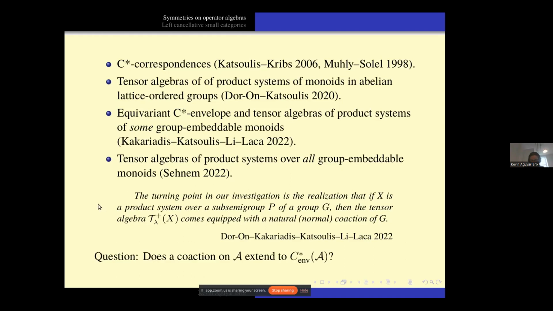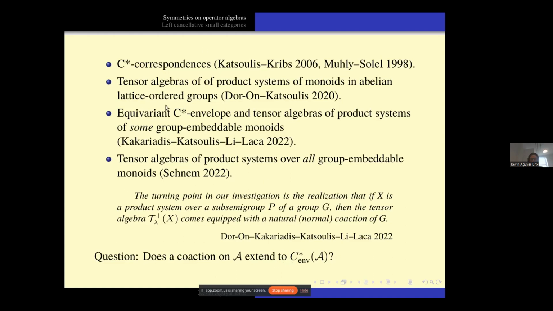And actually, they're also able to say that this problem of identifying the C-star envelope in all of these cases can somehow be distilled into the question of when a coaction on this operator algebra, which they observe always exists, extends to the C-star envelope. Somehow they're able to condense the question of computing the envelope into this. And this is the question to which we make a contribution.